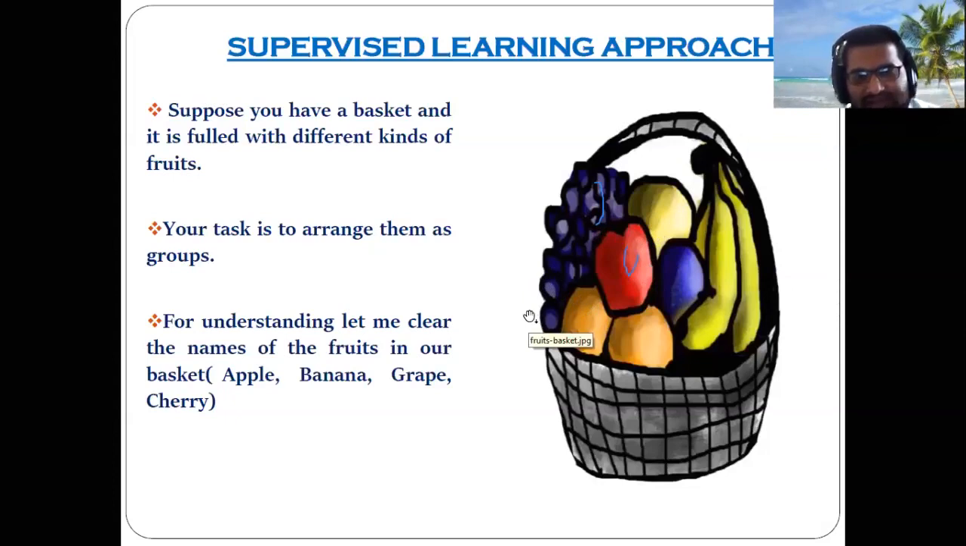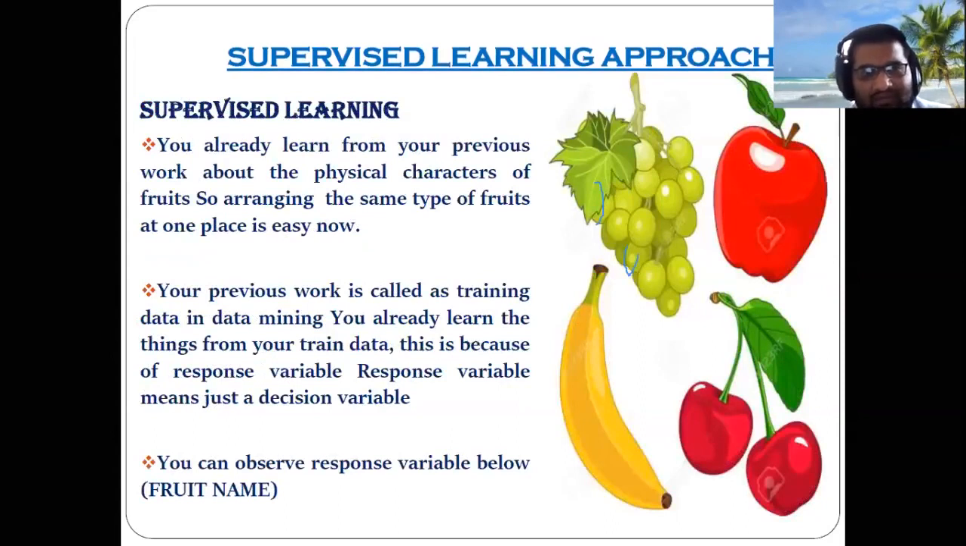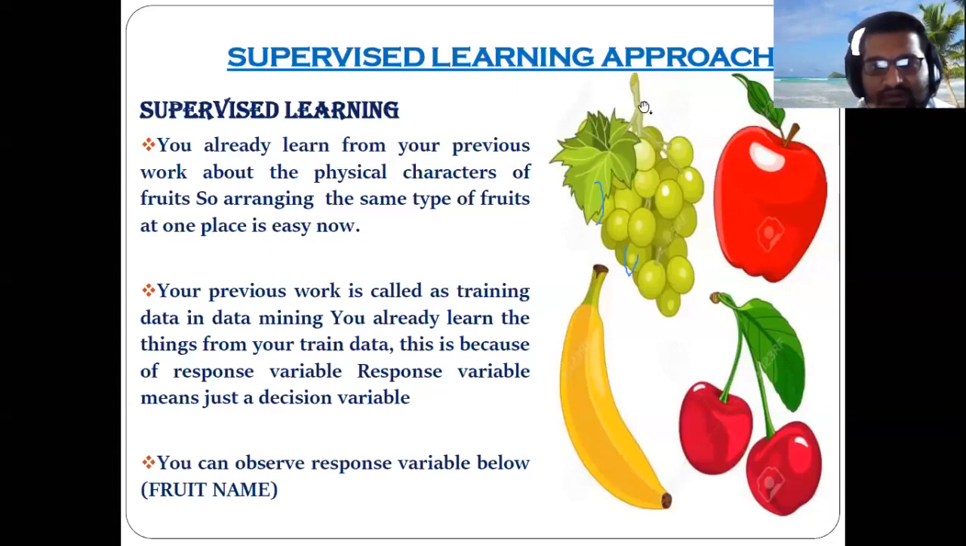Here, you have to consider, you already know about these fruits. Am I right? Yes, sir. Now, the meaning of my statement that you already know about these fruits is what? You have some previous experience related to that. And that is the reason if I ask you to group these fruits into different groups, you will be able to do that easily or not? Yes, sir.